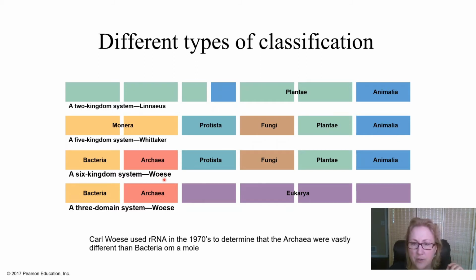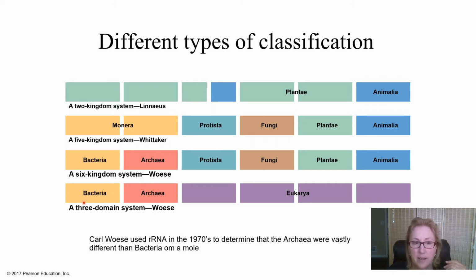Carl Woese at the University of Illinois realized that on a molecular level, although archaea look just like bacteria under the microscope, and they're definitely prokaryotes, they are nothing like bacteria. They are so distantly related from bacteria, they're actually more closely related to the eukaryotes. So he created a new domain, or he created the whole domain system. He said we need a level above kingdom, and archaea needed their own domain and their own kingdom.